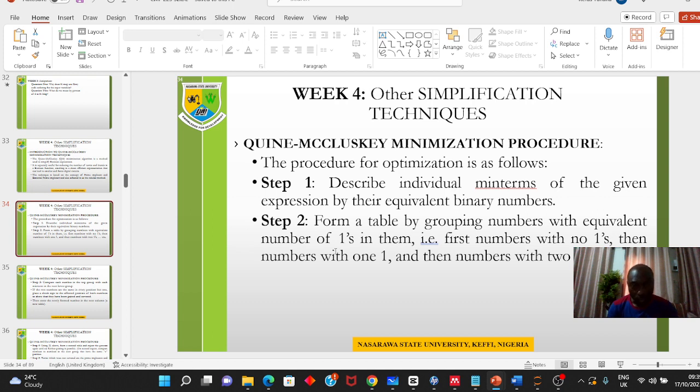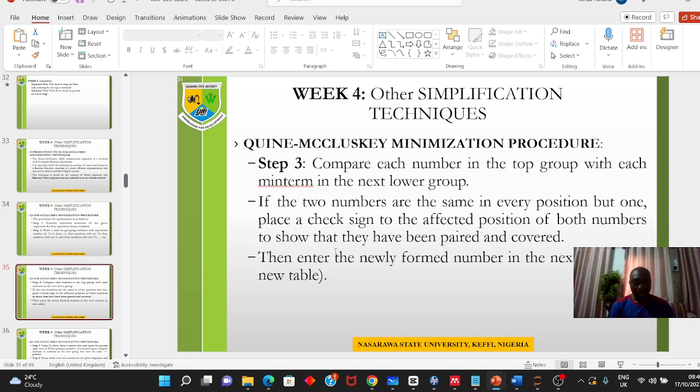So in step two, we are going to form a table by grouping the numbers with an equivalent number of ones, just like I've explained. So first the numbers with no ones, then numbers with one one, and then numbers with two ones, like that, right? So in step three, we are going to compare each number in the top group with each minterm in the next lower group, right?